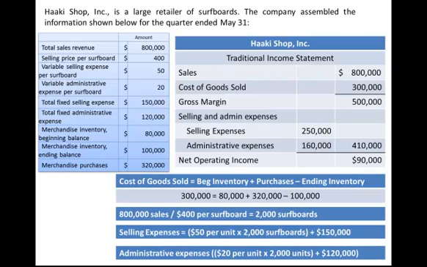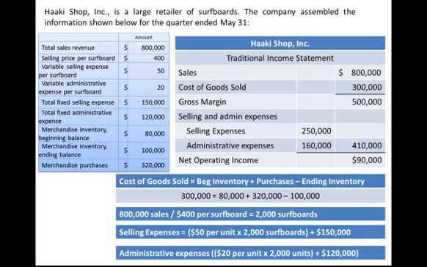We have $20 per unit times 2,000 units to get our variable cost, plus the $120,000 in fixed cost. Once we add the selling and administrative expenses together, we subtract that from our gross margin. It gives us a net operating income of $90,000.